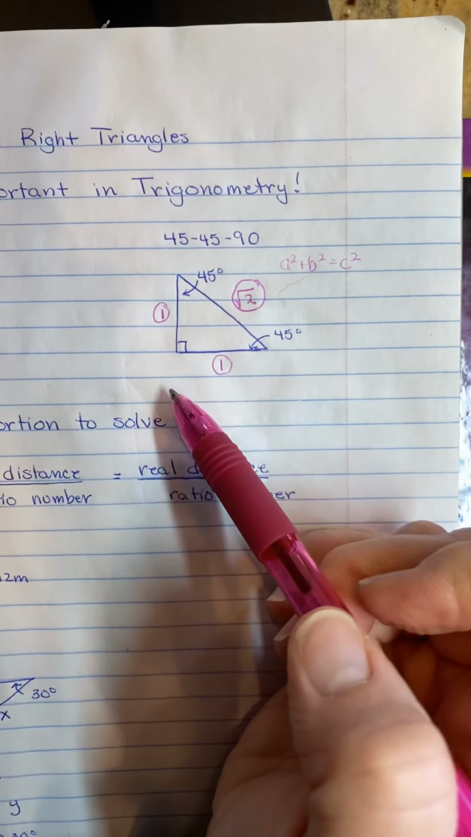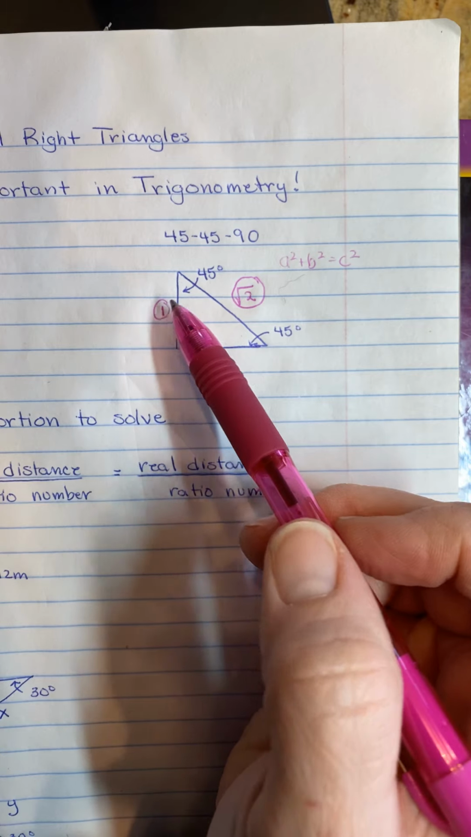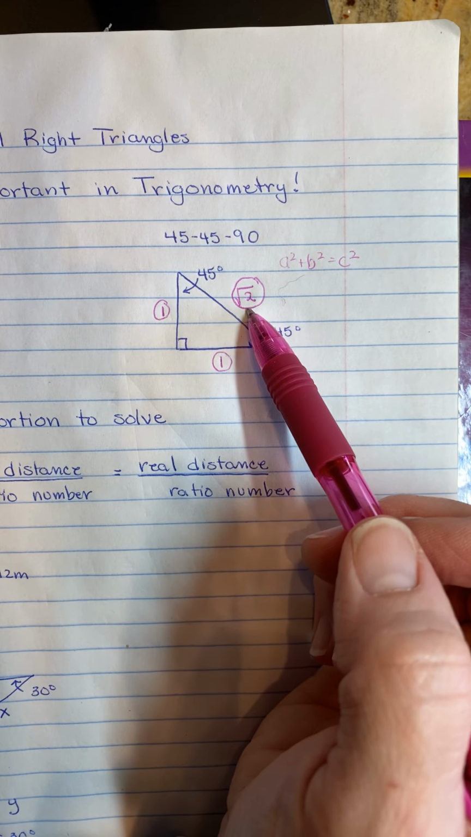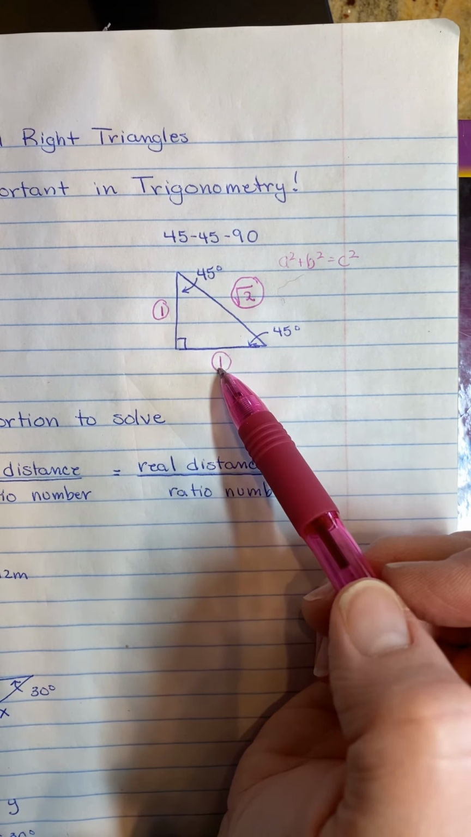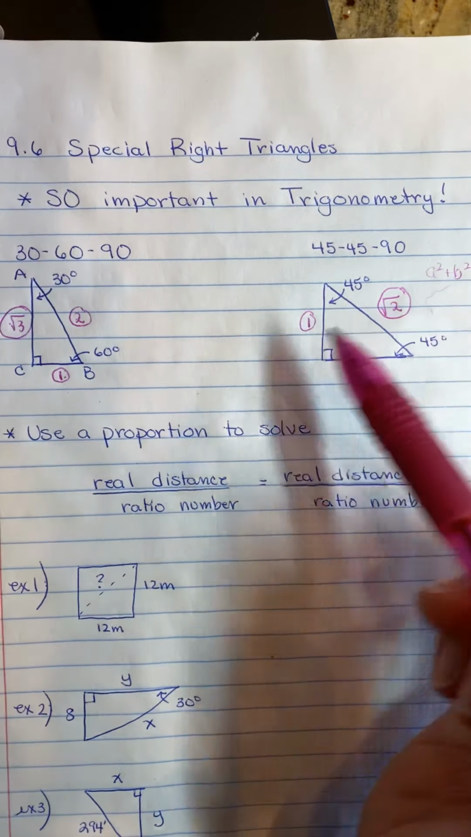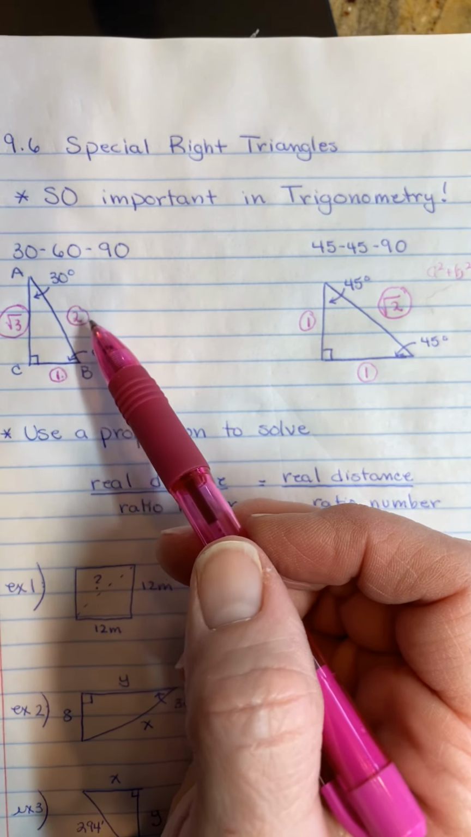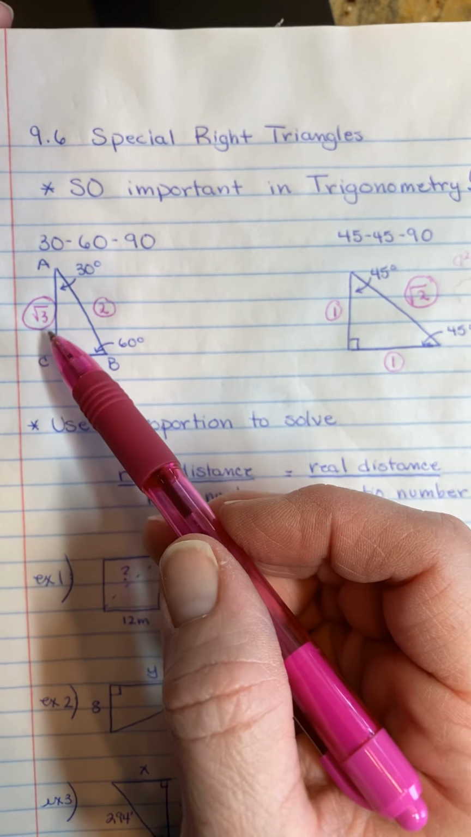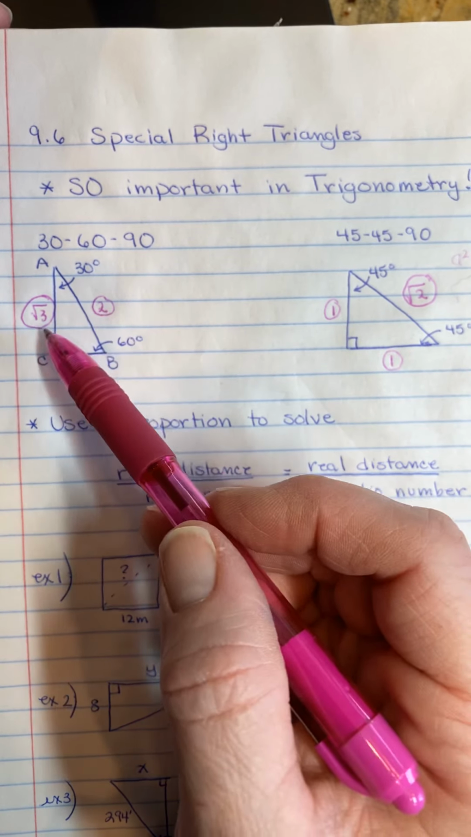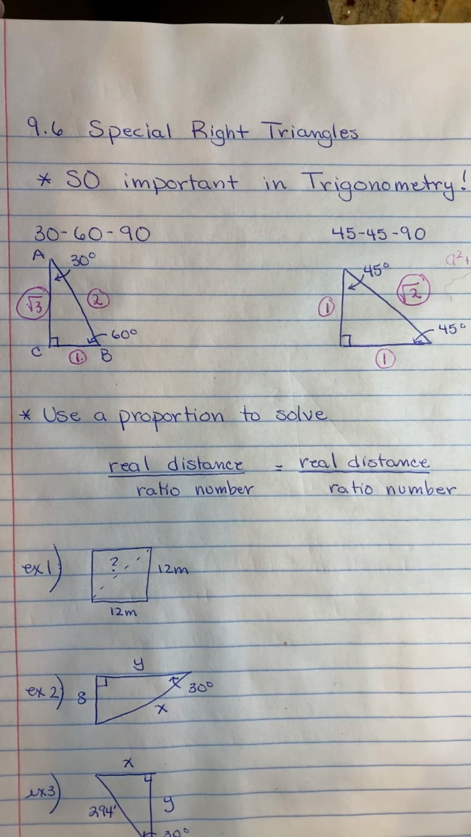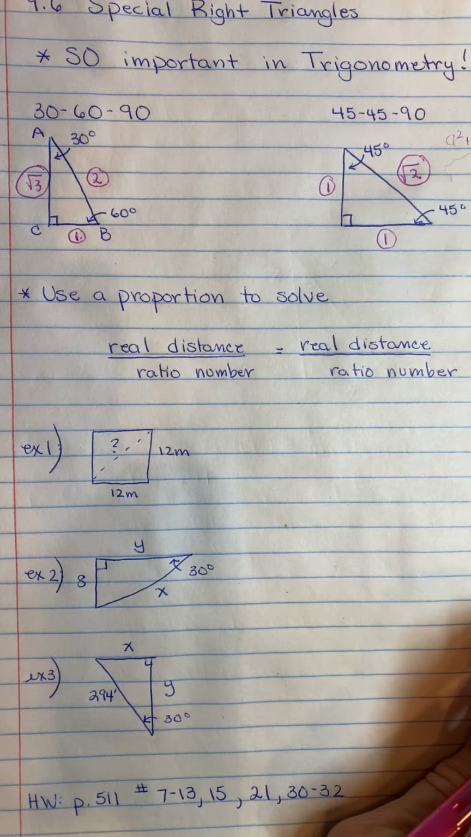Now say this after me. 1, 1, and the square root of 2. Over here, 1, 2, and the square root of 3. Okay, now we are ready to solve triangles.